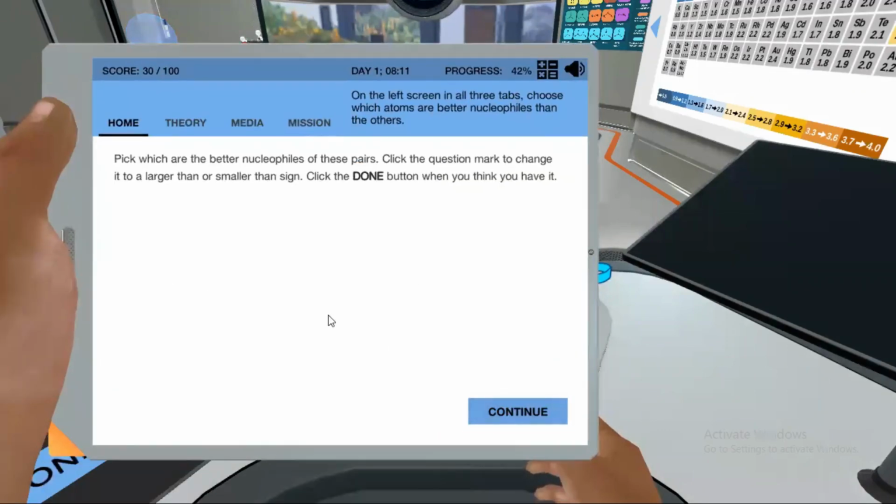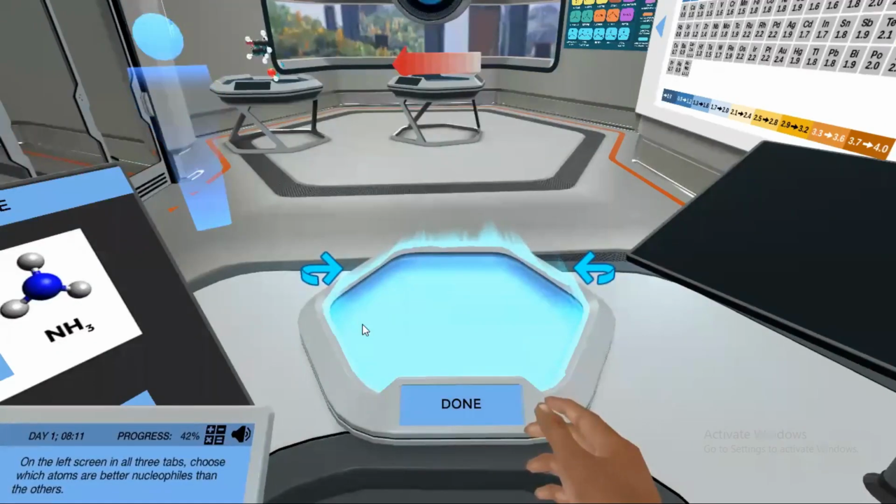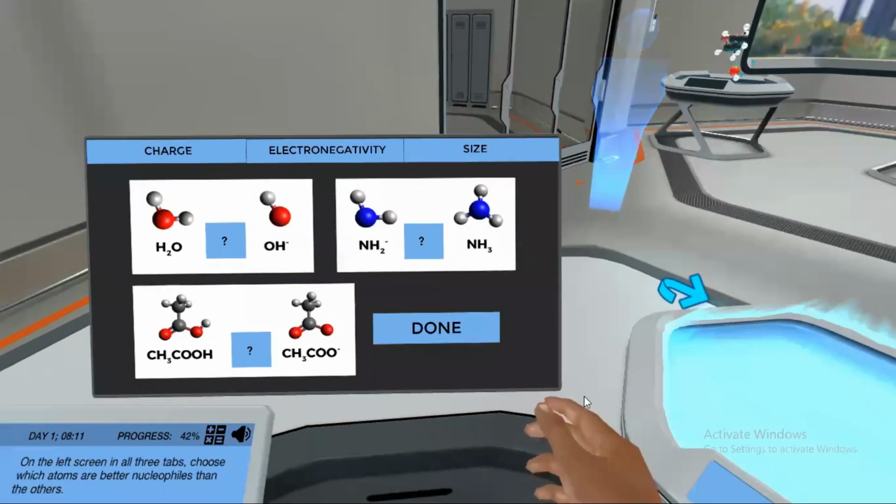Pick which are the better nucleophiles of these pairs. Click the question mark to change it to a larger than or smaller than sign. Click the Done button when you think you have it. On the left screen in all 3 tabs, choose which atoms are better nucleophiles than the others.